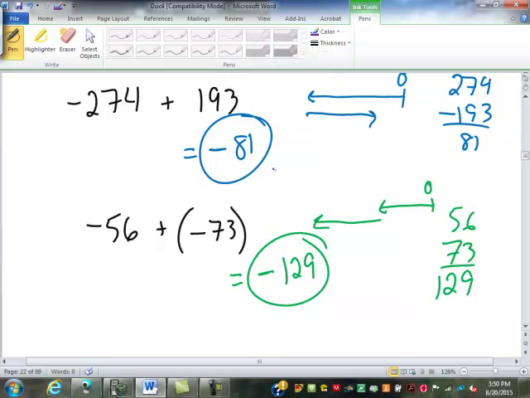So why does it? Okay. So if you have a negative number, adding a negative number, you're going to get a negative number. It's just like this: if you're running a business and you lose $56 one day and you lose $73 the next day, you've lost $129. They're going further into the negative.